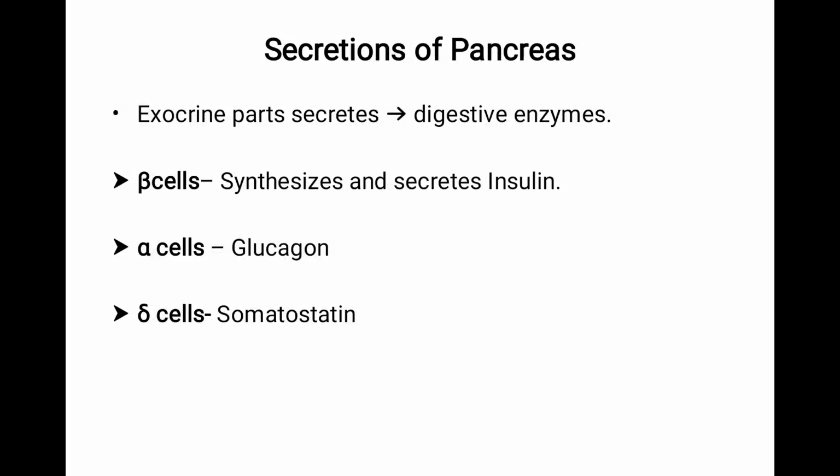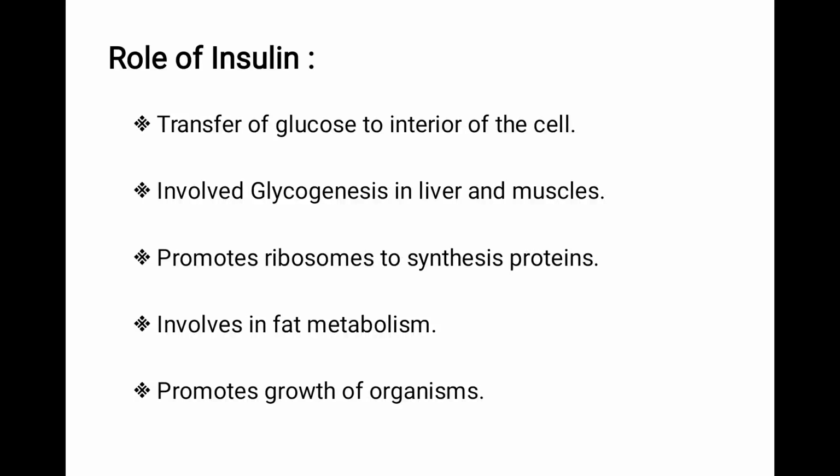Coming to the secretion of the pancreas, the exocrine part of the pancreas secretes digestive enzymes like pancreatic lipase, pancreatic amylase, and other digestive enzymes. The endocrine part of the pancreas consists of alpha cells, beta cells, and delta cells. The alpha cells are responsible for the production of glucagon, whereas beta cells help in the synthesis and secretion of insulin, and delta cells are involved in the secretion of somatostatin.